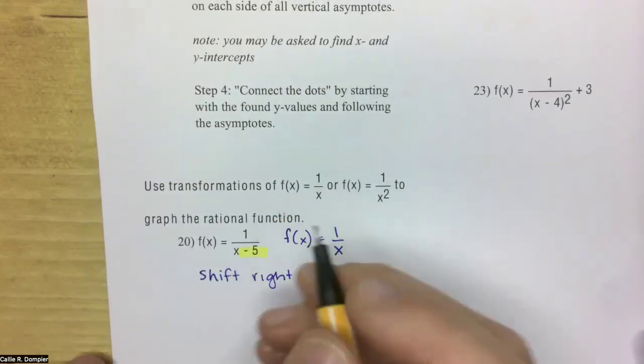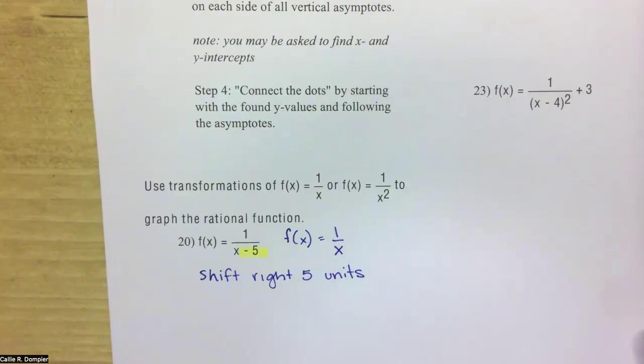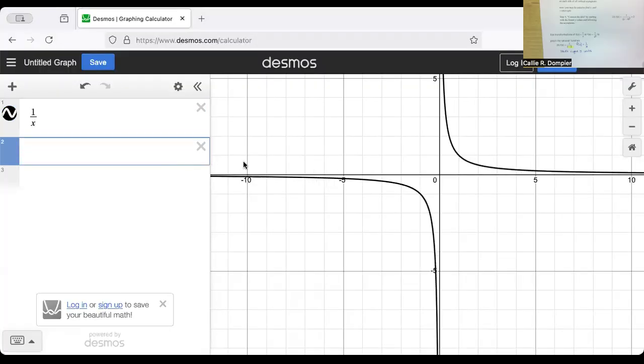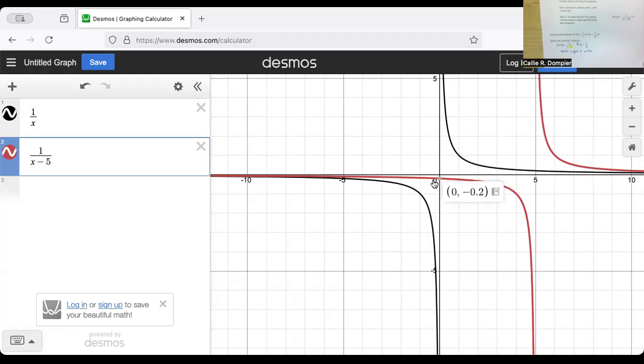We just take the graph of f of x equals 1 over x, we're going to shift it right 5 units. Let's see if that is true by graphing it. 1 divided by x minus 5. Did we shift it right 5 units? Yes, we did.